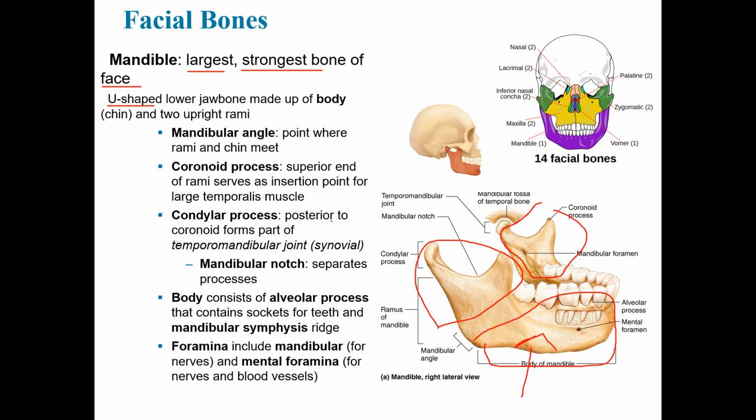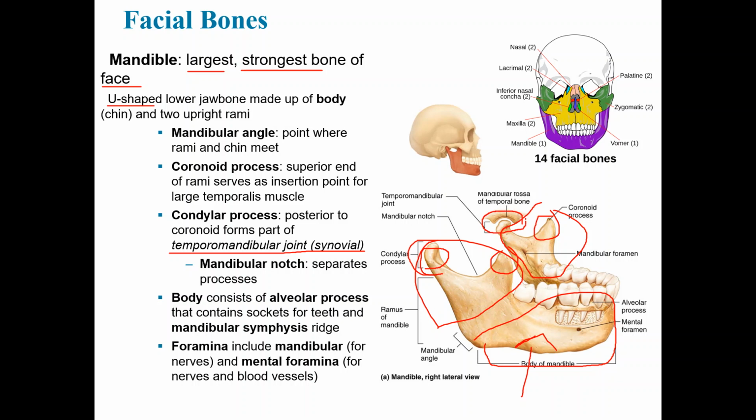What's important here is to appreciate the condylar process here, okay, which is posterior to the coronoid process, and the coronoid process is this one. There are 2, of course. The condylar process forms part of the temporomandibular joint, which is a synovial joint, okay? Here.